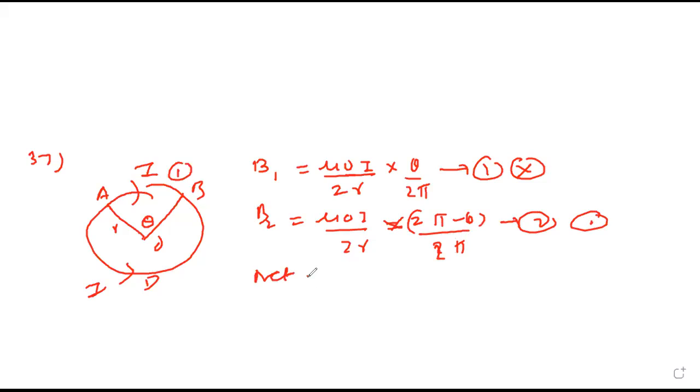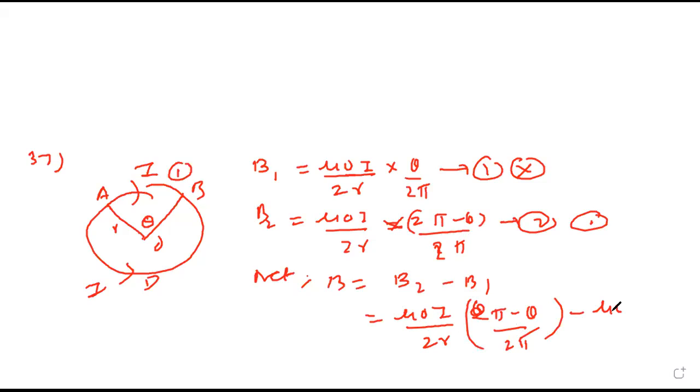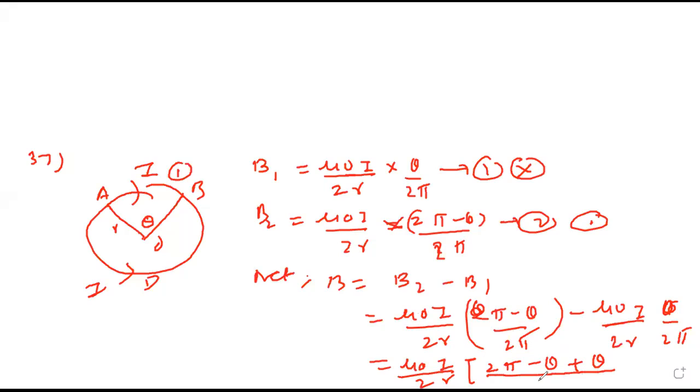So net will be B equals B2 minus B1, which is mu naught I upon 2R into (2 pi minus theta) upon 2 pi, minus mu naught I upon 2R into theta upon 2 pi. Mu naught I upon 2R is common, and upon 2 pi is also common. Or we can take mu naught I upon 2 pi R, it is everywhere. So we can write 2 pi minus theta plus theta upon 2 pi.